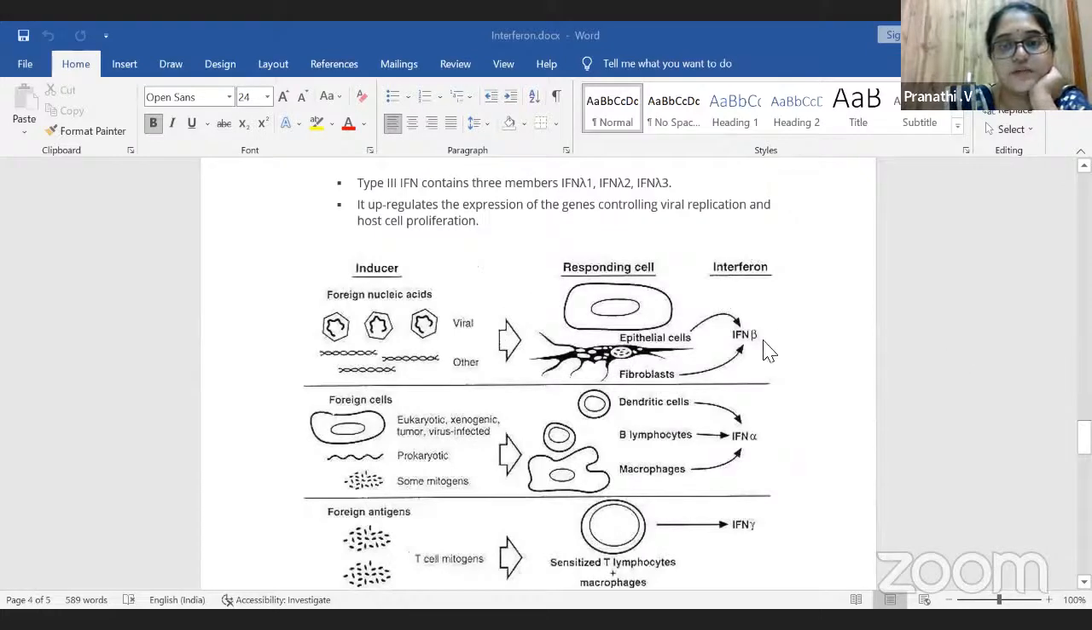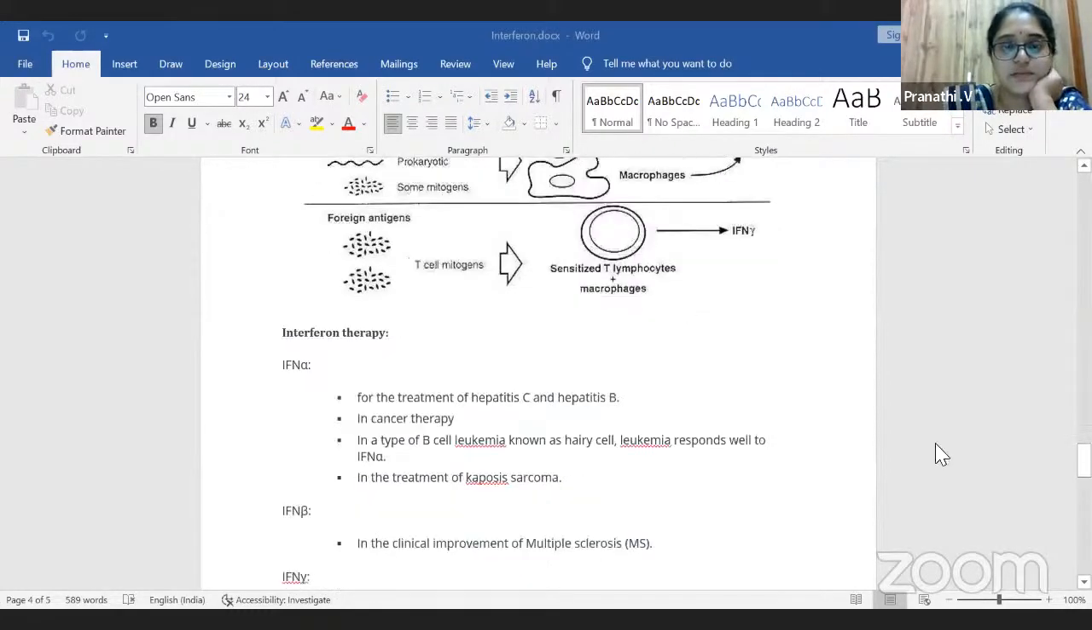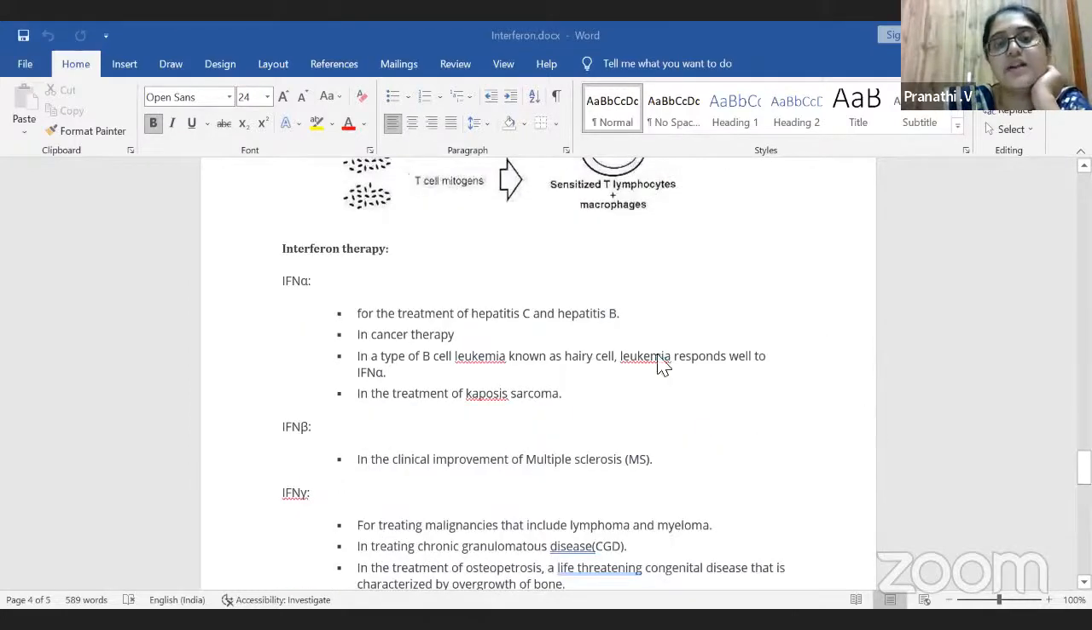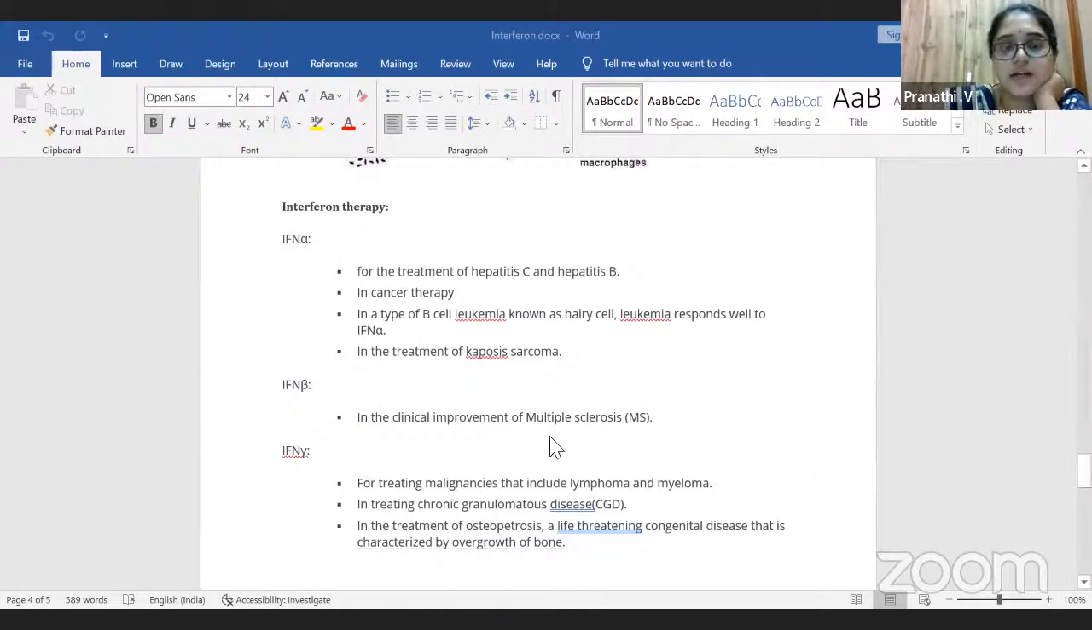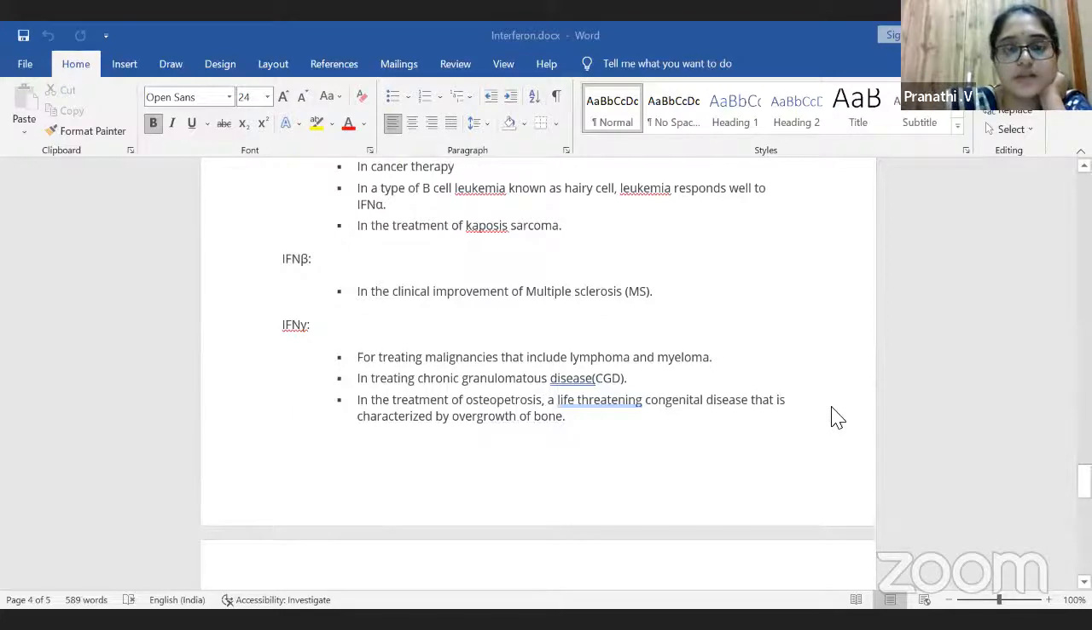So this is the function of interferons, IFN beta and alpha. They are secreted by the virus infected cells, whereas NK cells act with the help of type 2, that is immune or gamma interferon. So interferon therapy is also there, which is used in the treatment of hepatitis and different kinds of cancers, and IFN beta is used for improvement of condition in multiple sclerosis. IFN gamma is used for chronic granulomatous disease, or in osteopetrosis, that is overgrowth of the bone. This is different from osteoporosis, so please don't get confused with it.